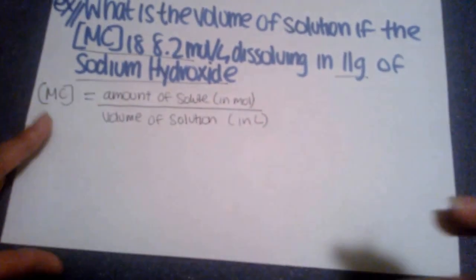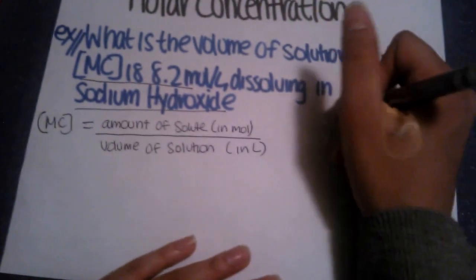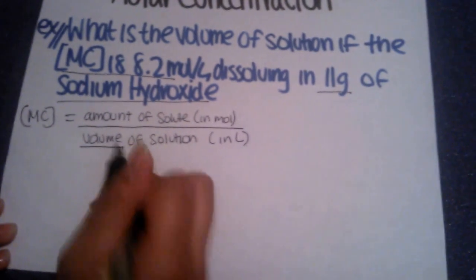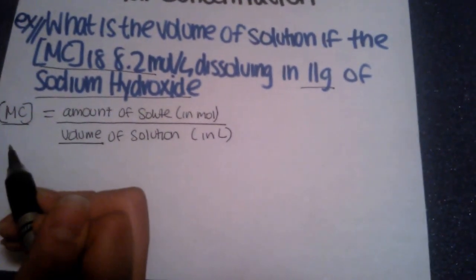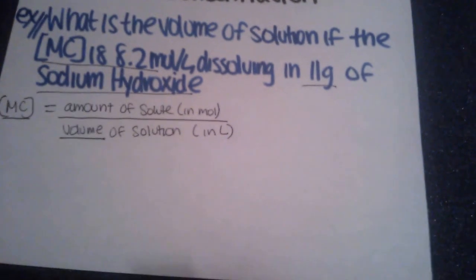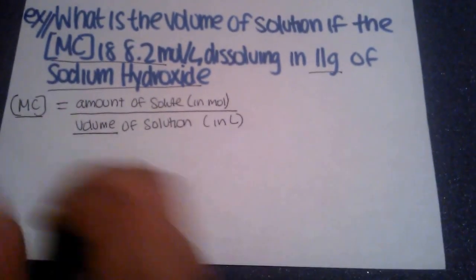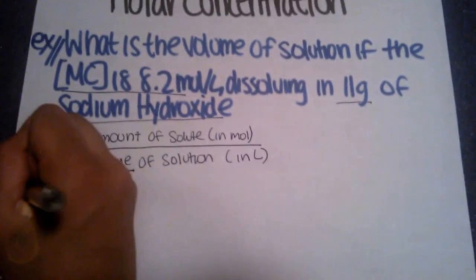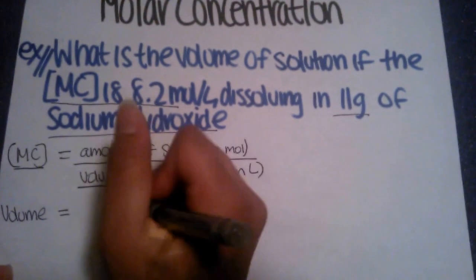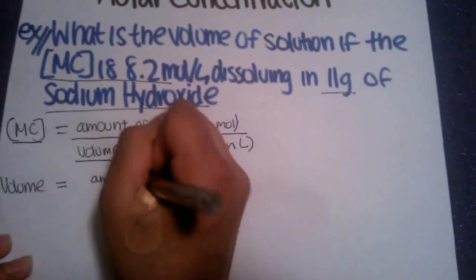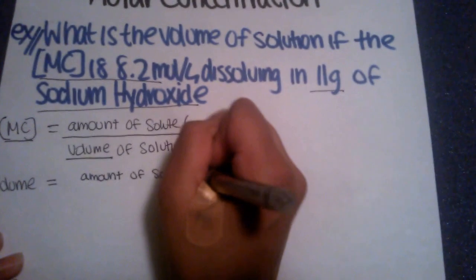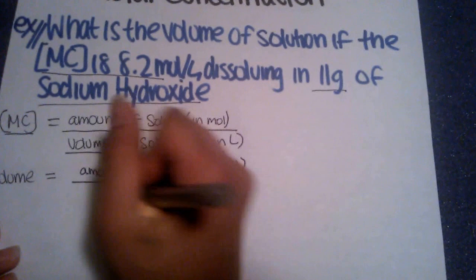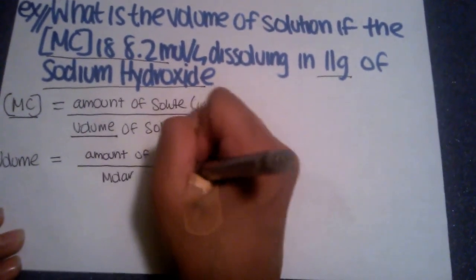So first, let's rearrange the equation. So we need the volume and we have the molar concentration. So what we do is we have to switch it. You would have to take it onto the other side and do a lot of math stuff. So our new equation is volume equals amount of solute in moles over the molar concentration.